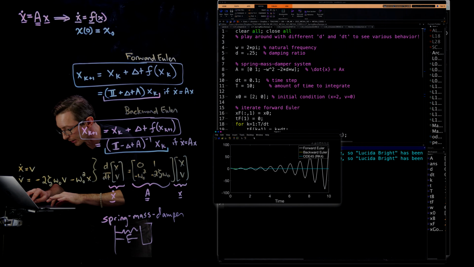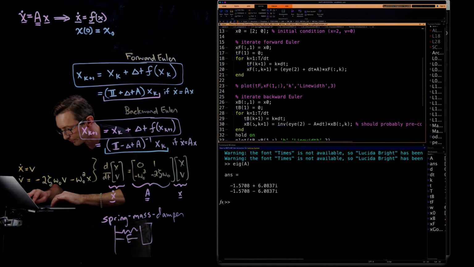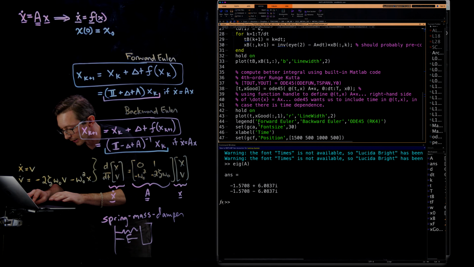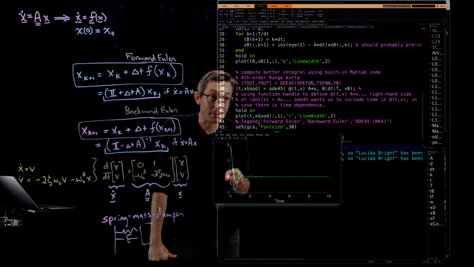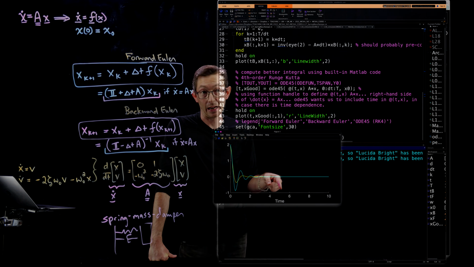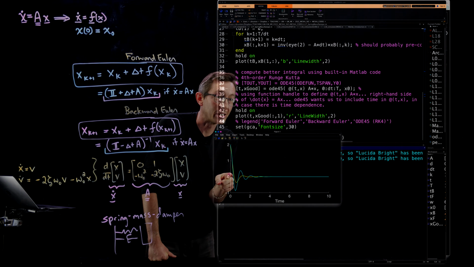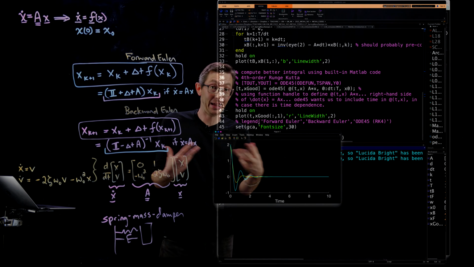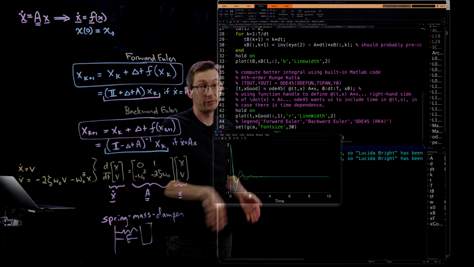So what am I going to do? I'm going to comment out my forward Euler so it doesn't mess everything up. Going to get rid of my legend. And in fact, my backward Euler is still stable, even for a very large delta t of 0.1. Now, it's not very accurate. It doesn't really have the right behavior. It's inaccurate, but it's at least not unstable. It's at least not blowing up to infinity.